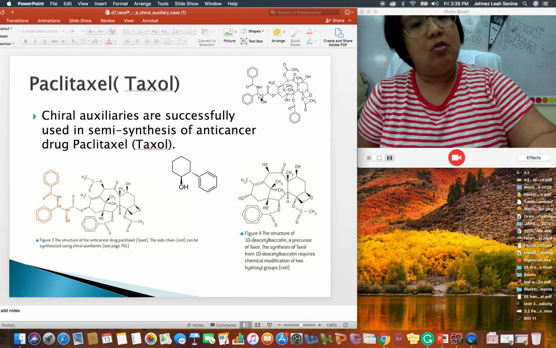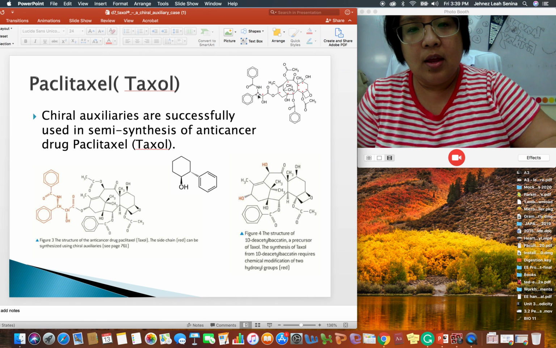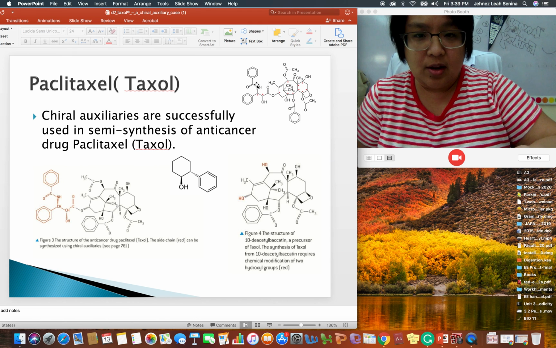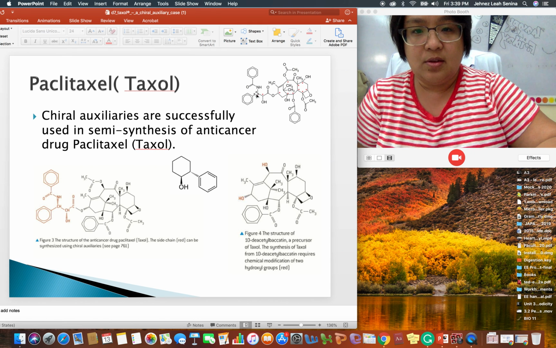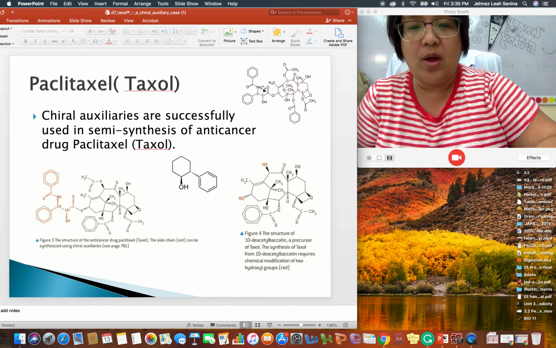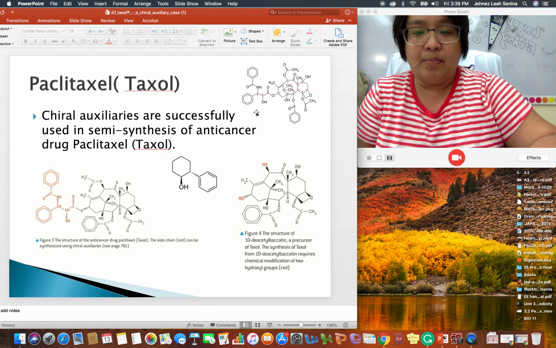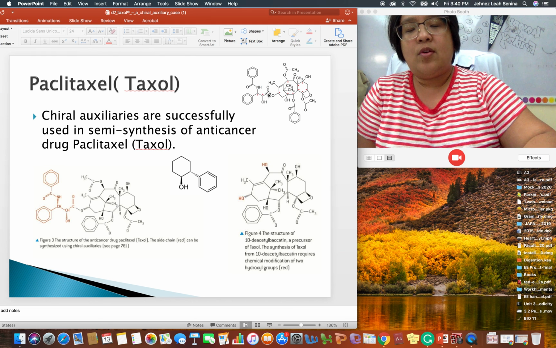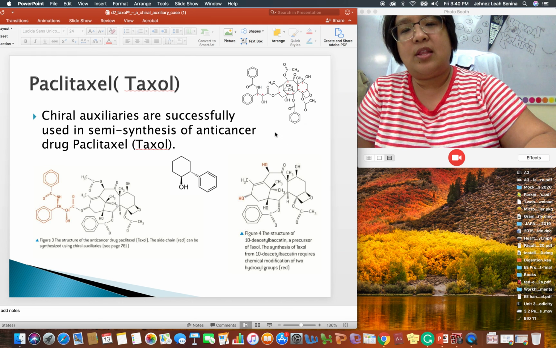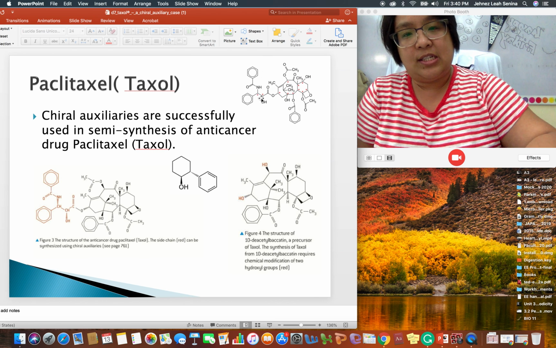So how do you know that the configuration is this way and not the mirror image of this? And for this one also, how do you know it's this way and not the mirror image of it, where the OH is here on the top, or here, on the bottom? Okay? So how do we make it in such a way that the enantiomer will look like this?